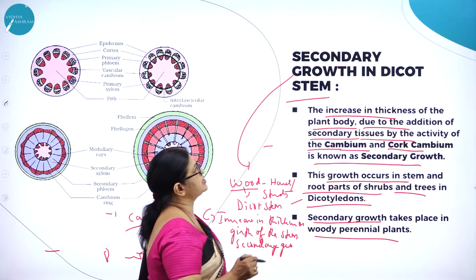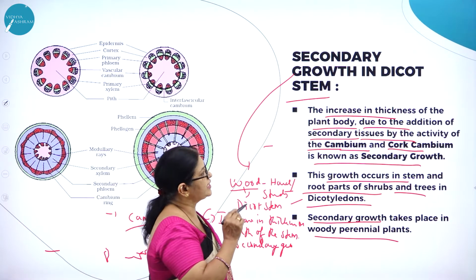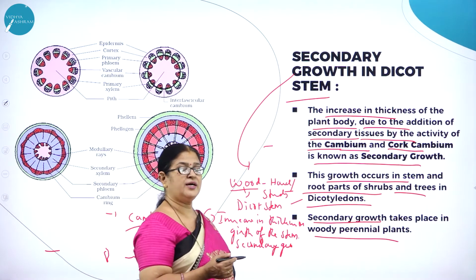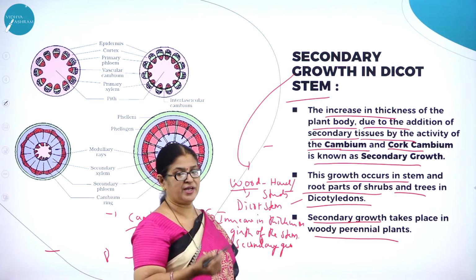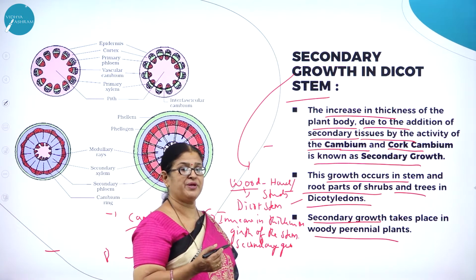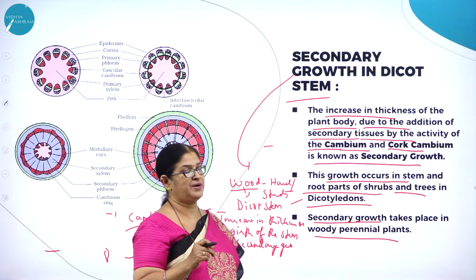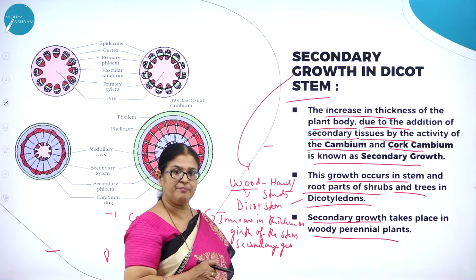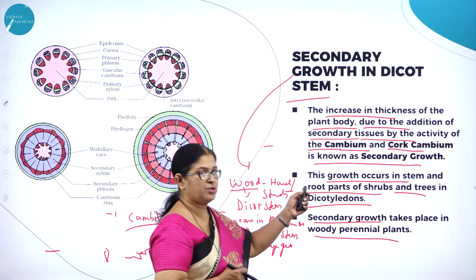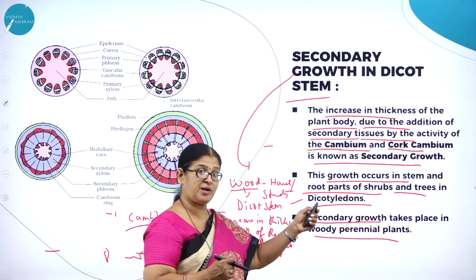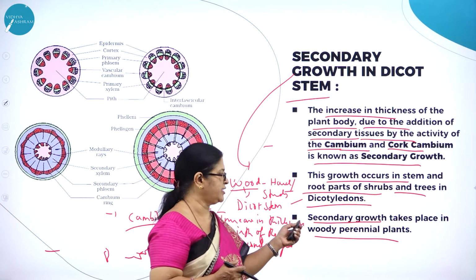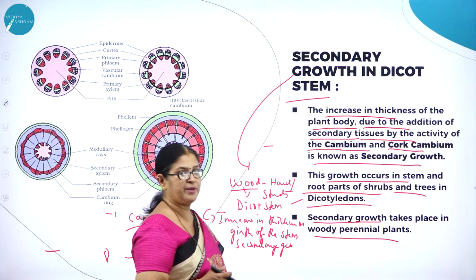So I repeat, what is secondary growth? The increase in thickness of the plant body due to the addition of secondary tissues like the secondary xylem and secondary phloem, by the activity of cambium. What is cambium? Cambium is nothing but a strip of meristematic tissue, or 2 to 3 layered meristematic cells, and cork cambium. This growth occurs in stem and root parts of shrubs, hard and woody plants, and trees in dicotyledons. Secondary growth takes place in woody perennial plants.